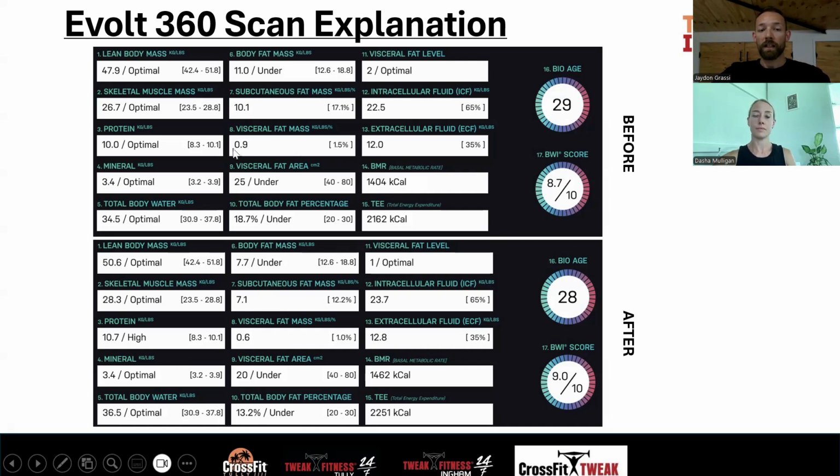And you can also see here the visceral fat has dropped, I'd say substantially as well, from 0.9 to 0.6. So what does this tell us, Dasha? What are we seeing here? I would say there was definitely some diet intervention in here as well. The person obviously was building muscle, but they were probably in a calorie deficit as well.